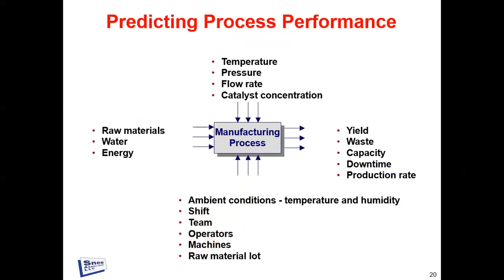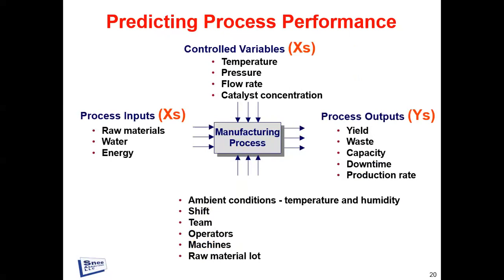Now, let's move to the next important piece of quality by design, and that is predicting process performance. And here's a generic manufacturing process. We have inputs to this process, which we call X's: raw materials, water, energy. The outputs of the process are things like yield and waste and capacity, downtime, production rate. We have some knobs on the process that we can control, things like temperatures and pressures, flow rate, catalyst concentration. And then we have some uncontrolled variables that affect the process, which are also X's, things like ambient conditions, temperatures and humidities, shift, team, operators, machine, raw material lot.